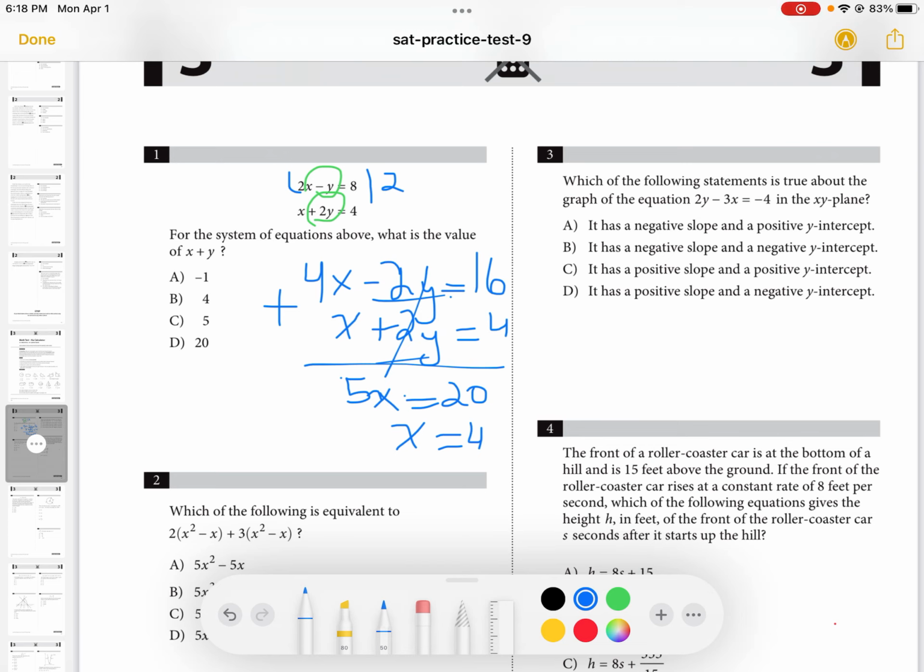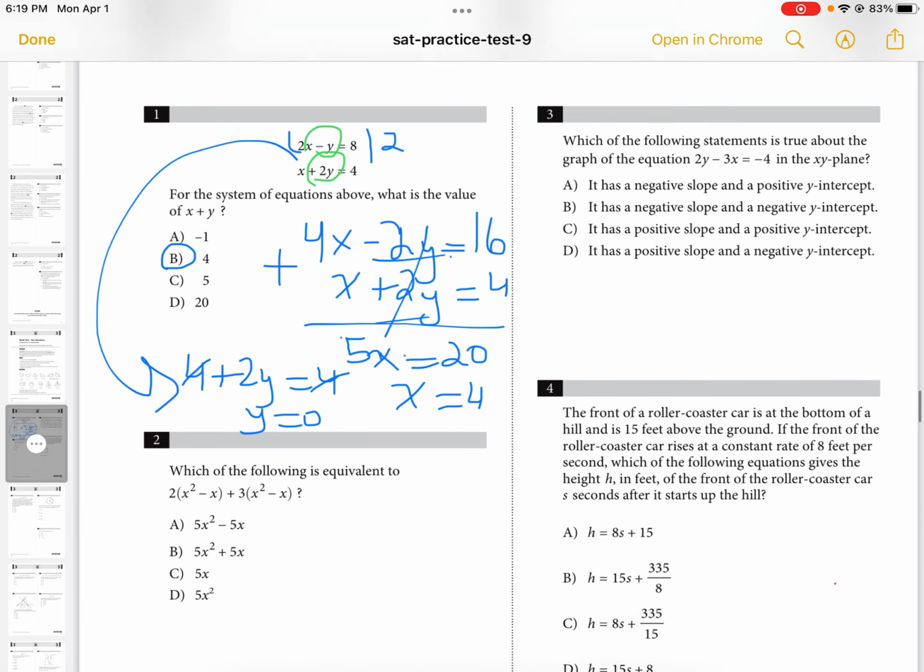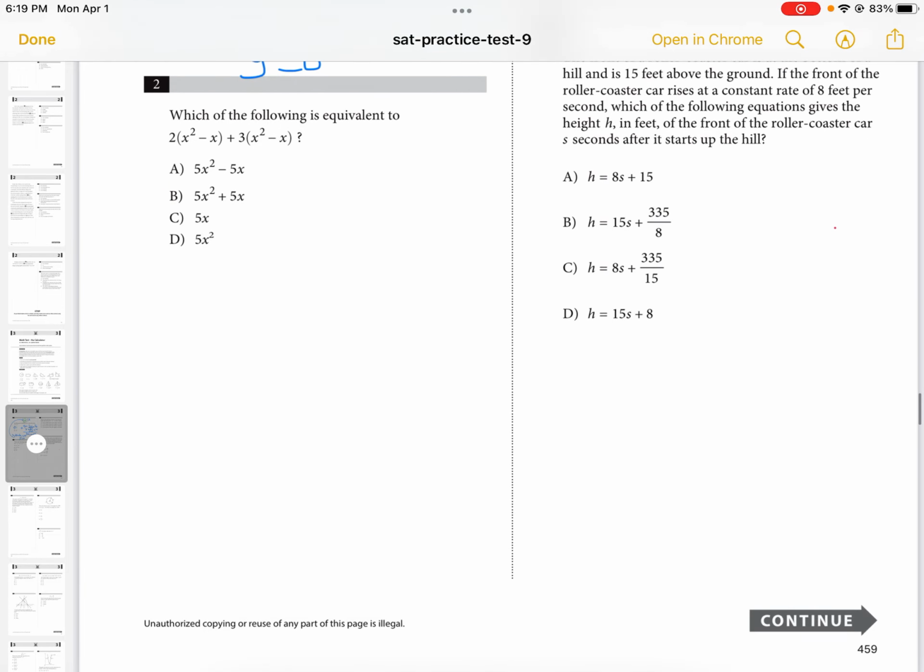Right, now we can plug that back into the second equation. So 4 plus 2y equals 4, so y is 0. So x plus y is 4 plus 0, which is 4. And let's move on to the next question.